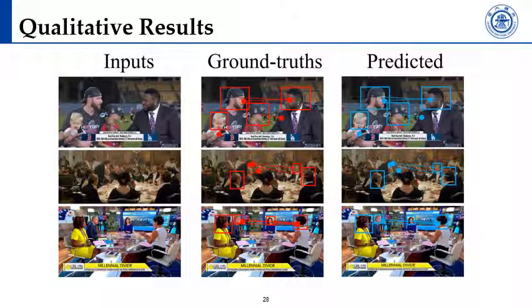But for previous methods, their computational costs increase accordingly. Finally, we show the qualitative results of our method. We can precisely detect gaze targets even when there is a crowd of humans.